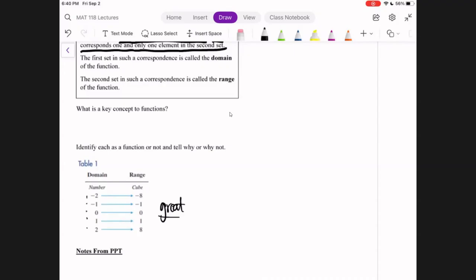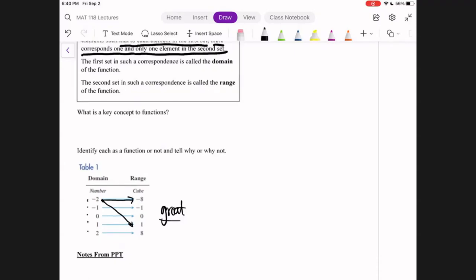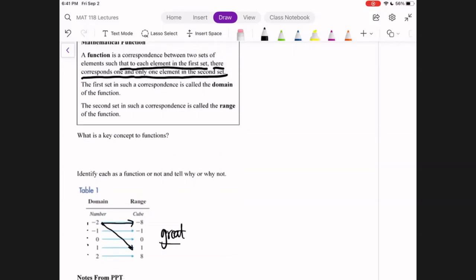Now, if I wanted to modify this, what I could do would be, let's say number -2, right? Let's say it can also go to 1. If I make this slight change and say that -2 goes to -8 and goes to +1, that would not be a function. Okay. So remember, each element in the first set, which is the domain, there corresponds one and only one element in the second set. So it can't go to two things in the range.